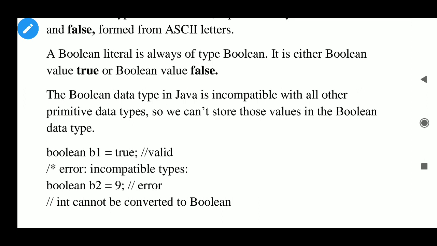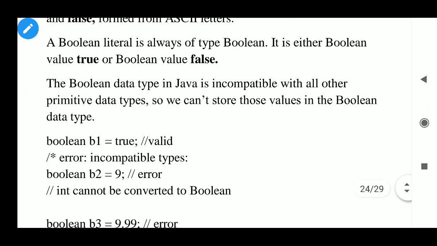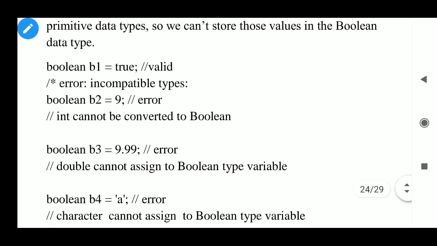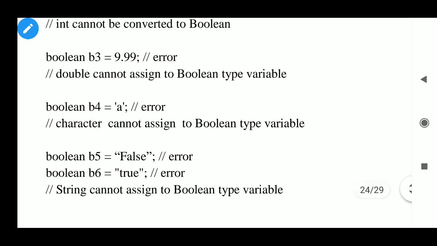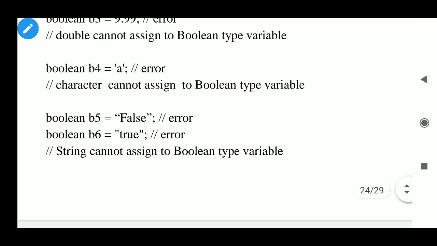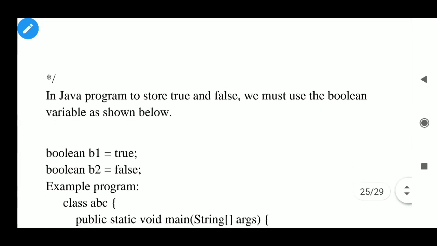Boolean b2 = 9 is an error because int cannot be converted to Boolean. Boolean b3 = 9.99 is a double, and a double cannot be assigned to the Boolean data type. It will not convert. Boolean b4 = a character cannot be assigned to a Boolean variable. And a string also cannot be assigned to Boolean. So only true and false can be used.